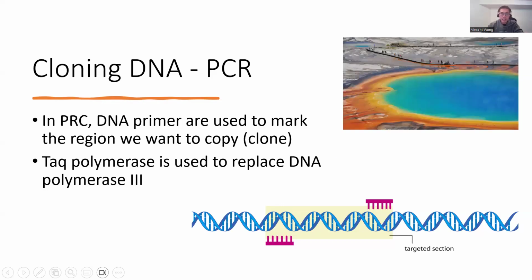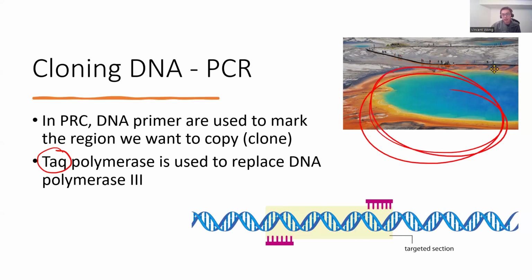So next we have to have polymerase, but we cannot use regular DNA polymerase 3 because we have to heat the DNA to separate it. We heat up to 95 degrees. If we do that, regular DNA polymerase is going to denature. The heat's going to break down the protein and it will not work anymore. So instead, we use something called Taq polymerase.